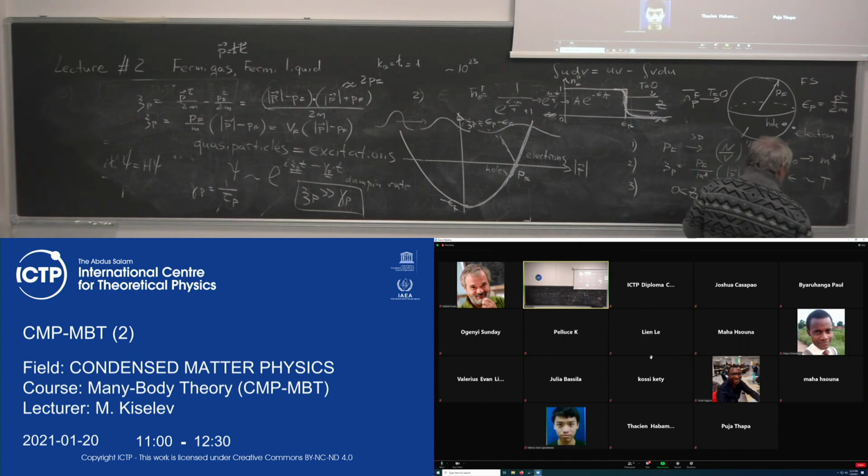The relative number of the quasi-particles which you create is of the order of temperature over the Fermi energy. Therefore, gamma is of the order of energy times n, so this is of the order of temperature squared over Fermi energy. So the damping rate is proportional to temperature squared. And this is again a very important property and hallmark of the Fermi liquid theory.